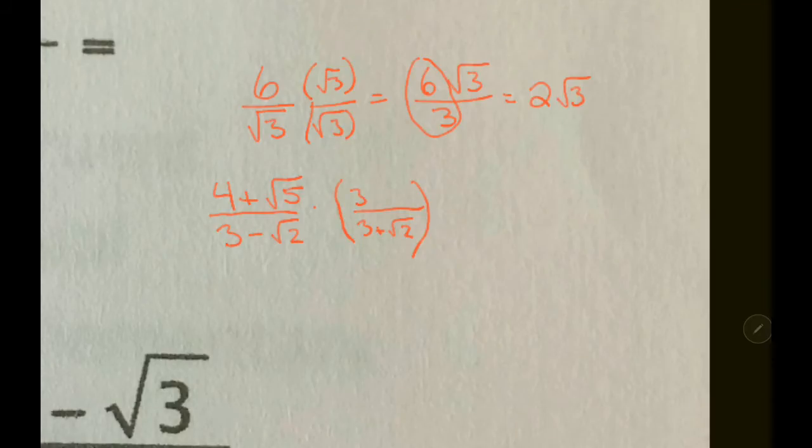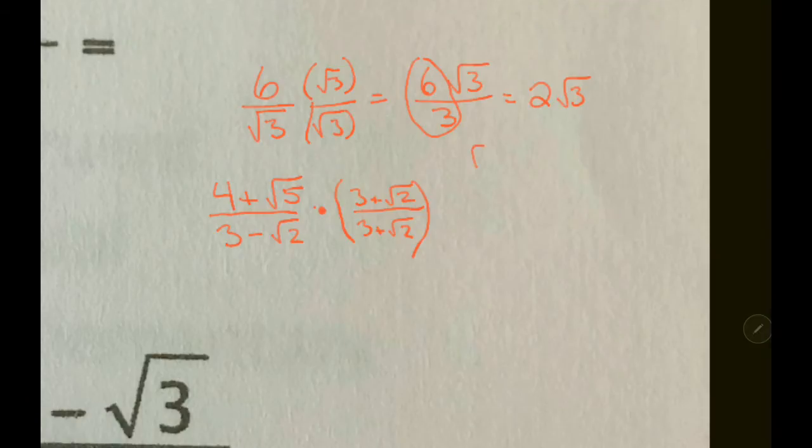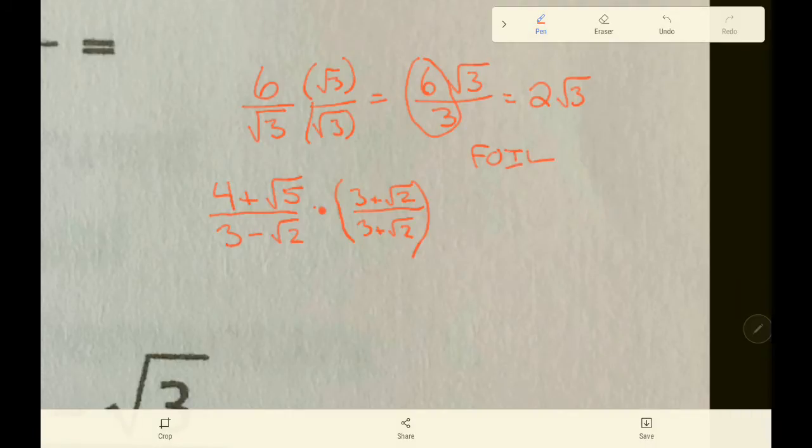And the numerator has to be the same, because we have to multiply the numerator and denominator by the same thing. So we're going to multiply numerator and denominator by 3 plus square root of 2. And you're going to FOIL this out: first, outside, inside, last. So you can stop the video now if you want to give a try to the numerator or denominator. It doesn't really matter which one you do first.